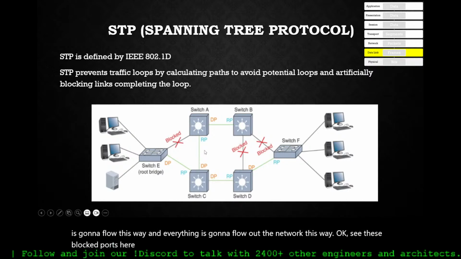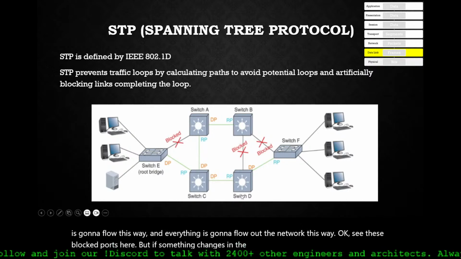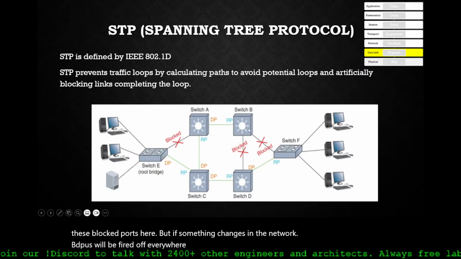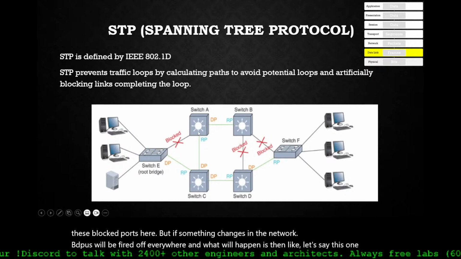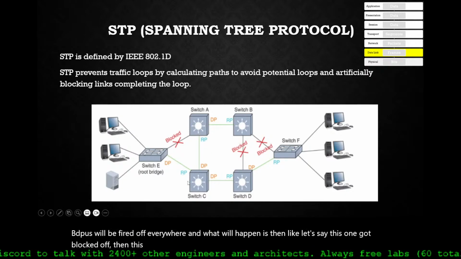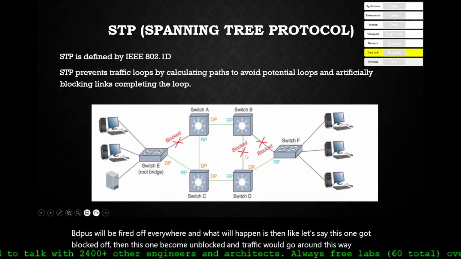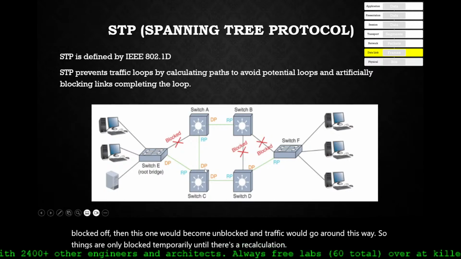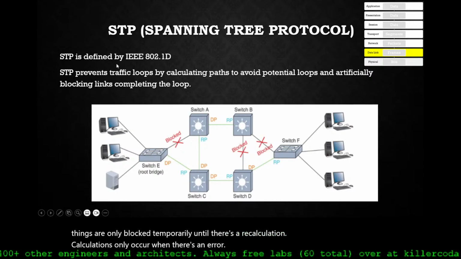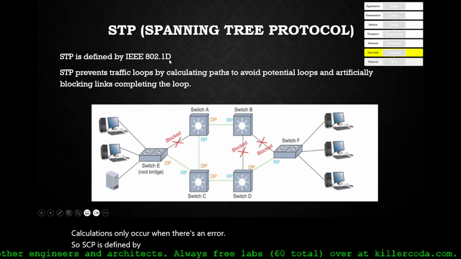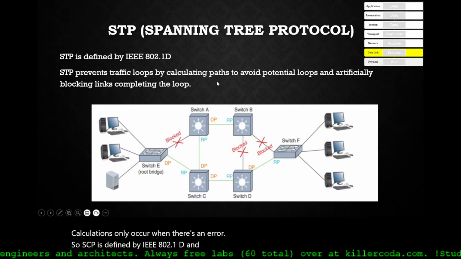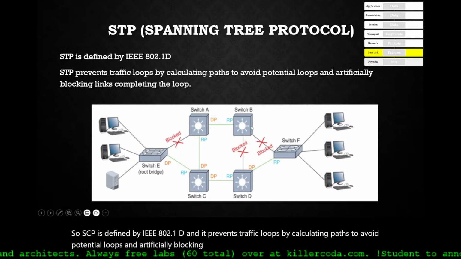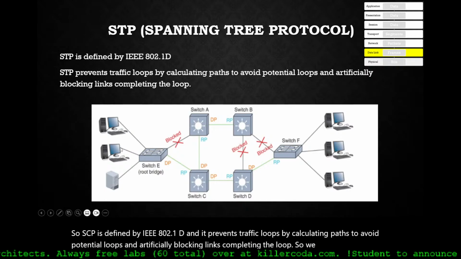But if something changes in the network, BPDUs will be fired off everywhere. And what will happen is, let's say this one got blocked off, then this one would become unblocked and traffic would go around this way. So things are only blocked temporarily until there's a recalculation. Recalculations only occur when there's an error. So STP is defined by IEEE 802.1D, and it prevents traffic loops by calculating paths to avoid potential loops and artificially blocking links, completing the loop. So we block things so all the data flow one direction.